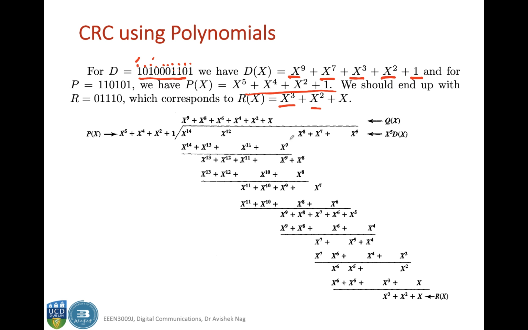Okay, so this is the shifted version of the original message. So this is x to the power 5 times D(x). If you divide this by P(x), then you will get the remainder, which is x to the power 3 plus x square plus x. So this indeed is the case, and this corresponds to 0 1 1 1 0.